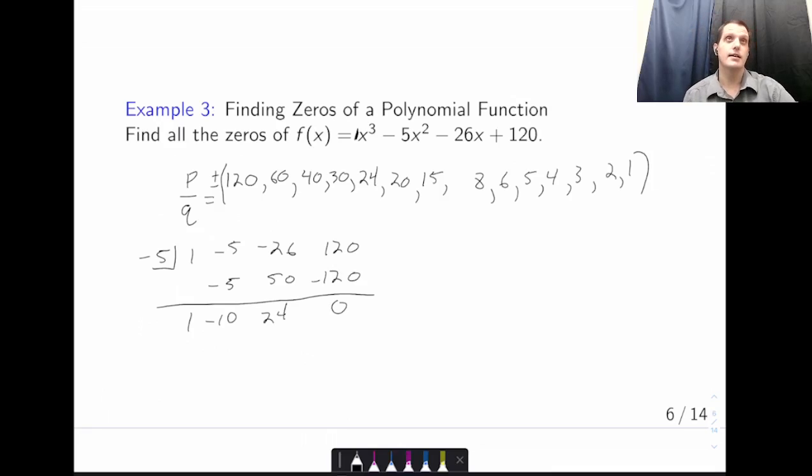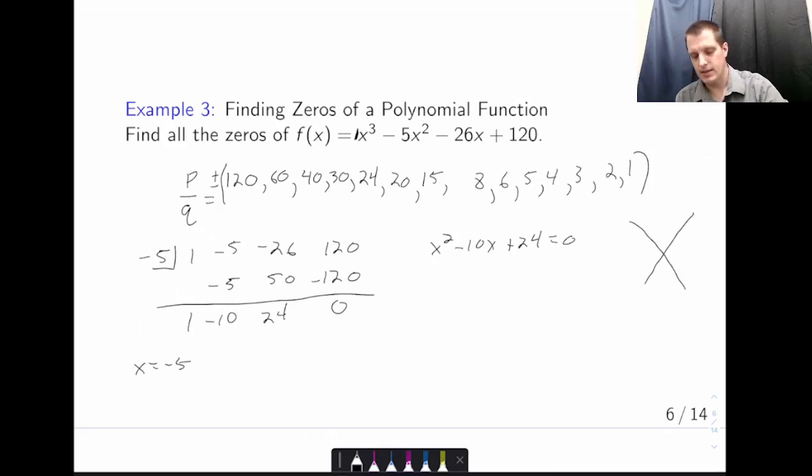So that means that one of our zeros was x equals negative 5. And now we're going to have an x squared minus 10x plus 24 equals 0. Remember, it's 1 power less. Let's see, 24. Do we have things that multiply to make 24 that add to become negative 10? And I think we do.